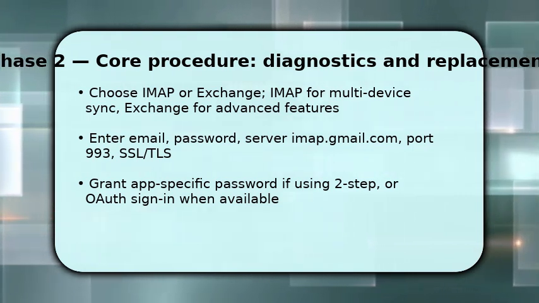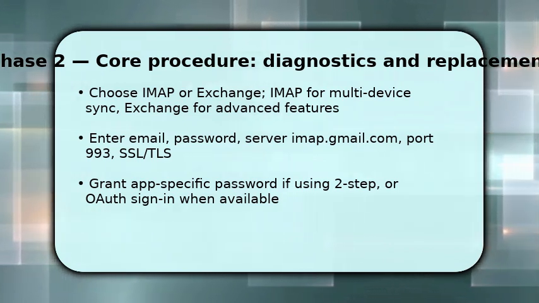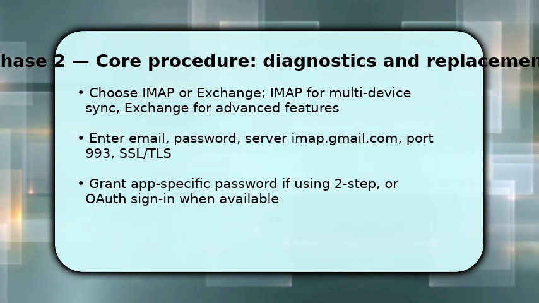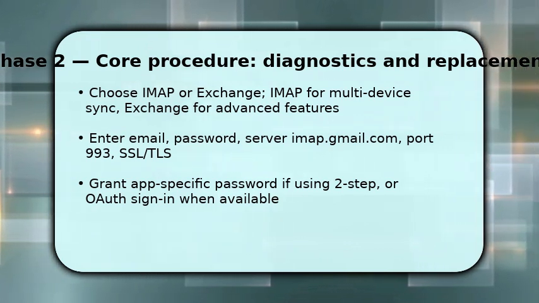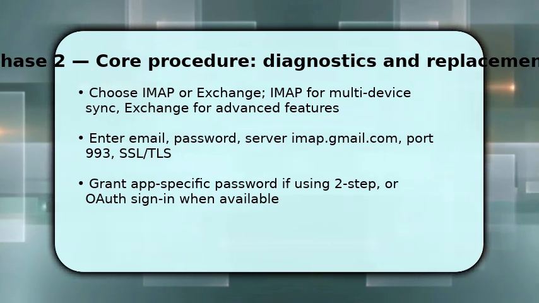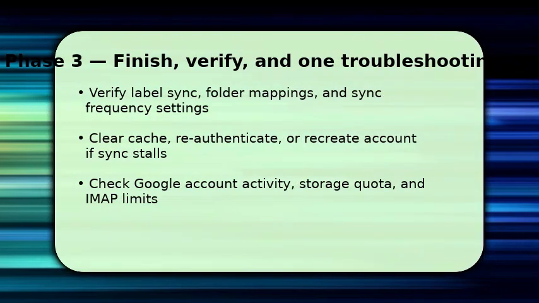Gmail.com, port 993 with SSL/TLS and outgoing SMTP. Gmail.com, port 587 with STARTTLS. Once configured, test sending. Finish by confirming label and folder mapping so sent, drafts, and archive align between devices. Set sync frequency to your preference and allow initial synchronization time for large inboxes.